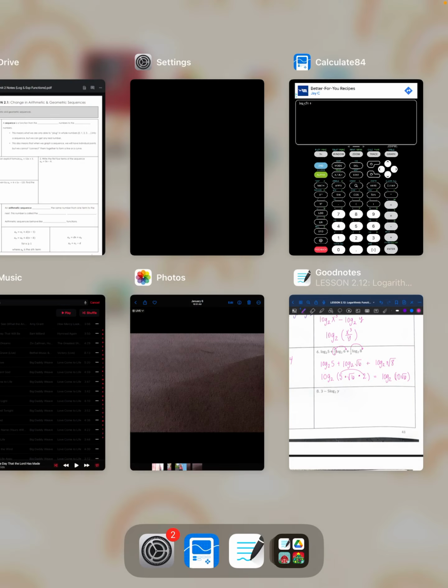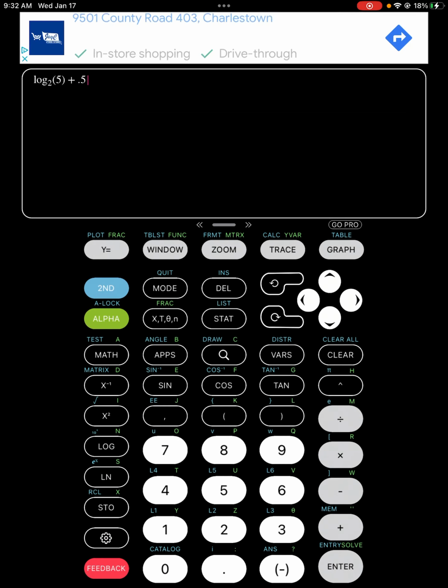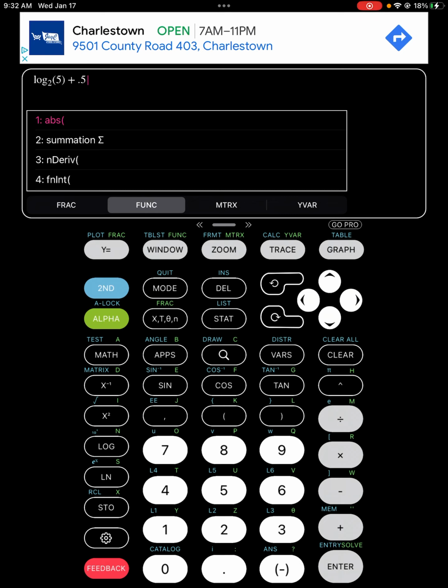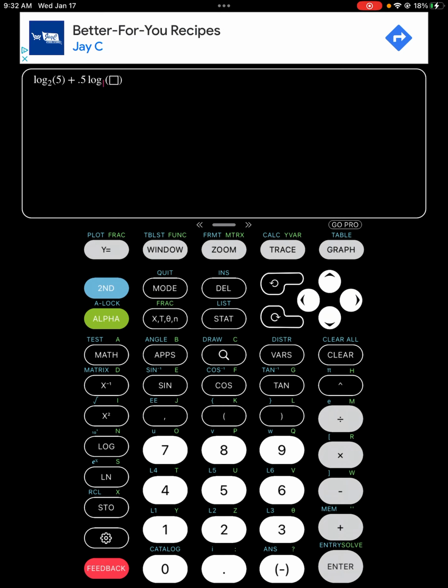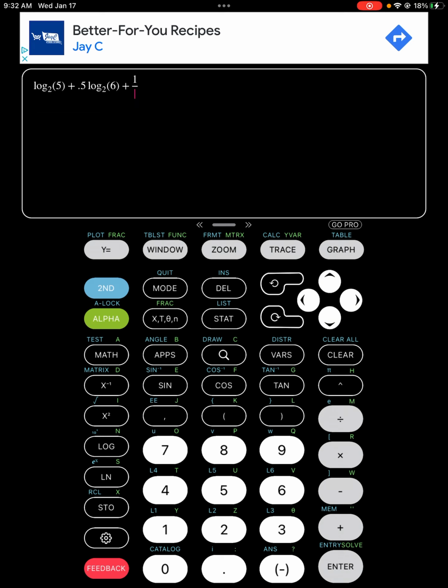plus 1/2, I'm going to put 0.5, log base 2 of 6 plus 1/3. Don't put in 0.3, it's not the same. Log base 2 of 8. And that's your answer. You wouldn't be expected to get that answer, that decimal.